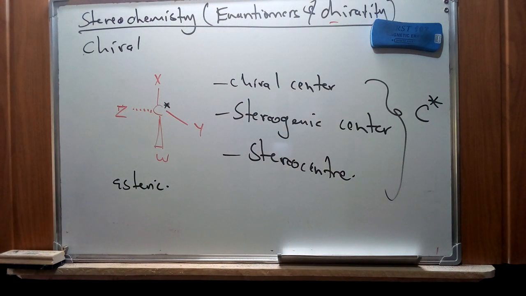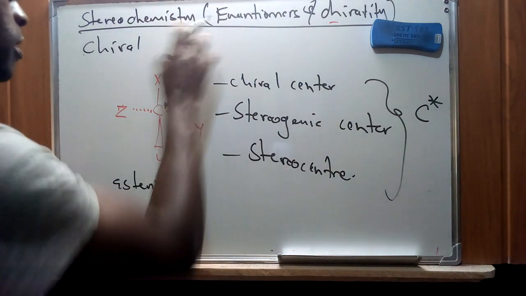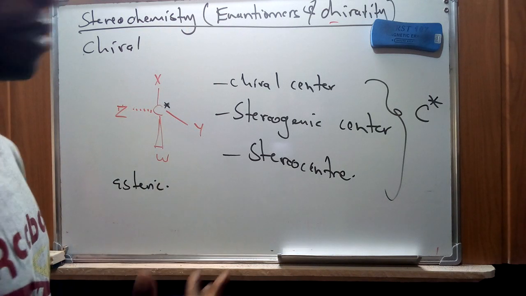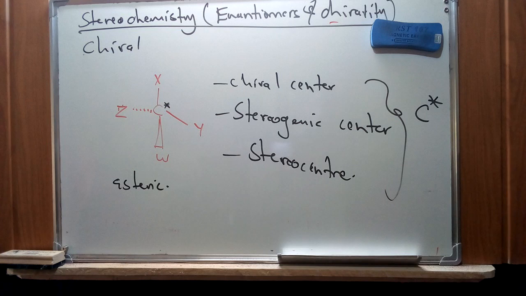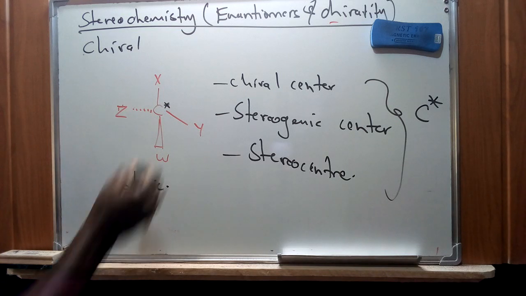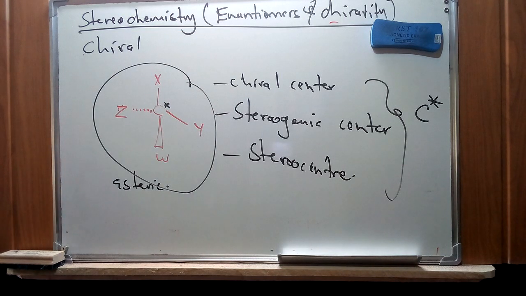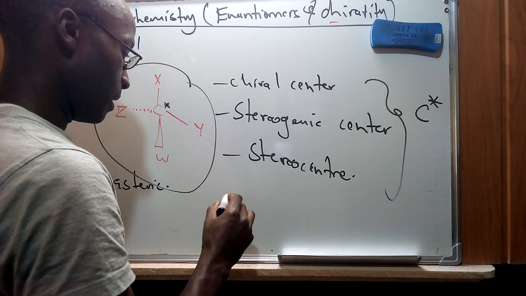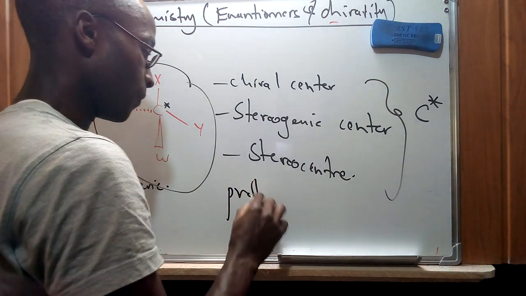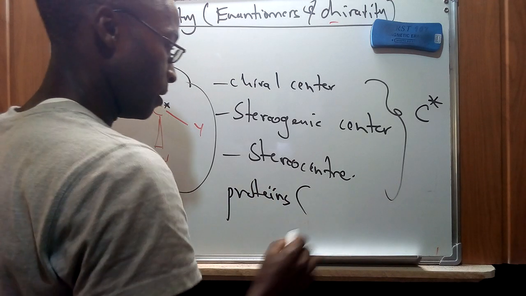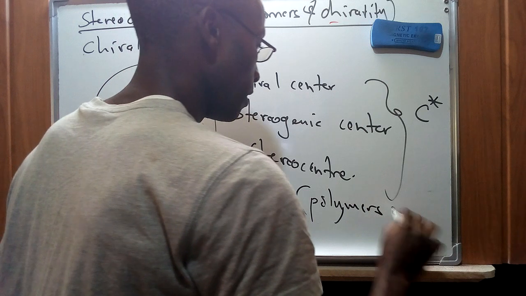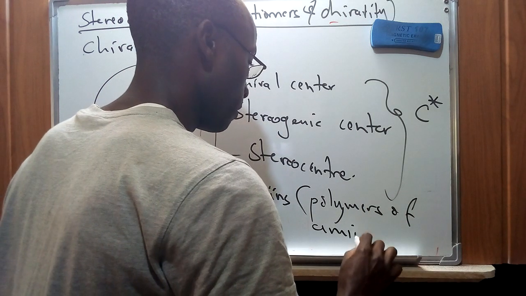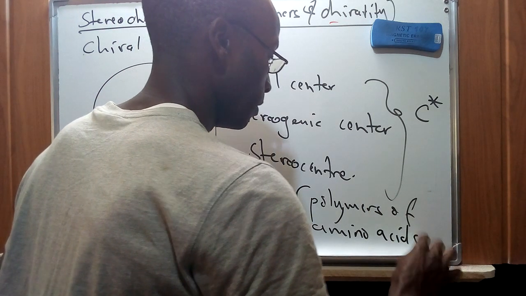Why is this concept important? We're going to encounter different molecules, especially the ones that deal with carbohydrates and proteins, which assume this kind of structure. And these molecules are very essential, especially now that we have mentioned the concept of proteins, which are basically the polymers of amino acids. So amino acids are the building blocks for proteins.